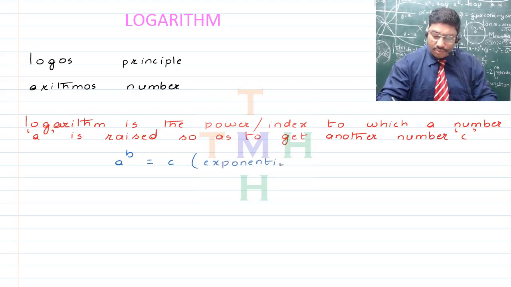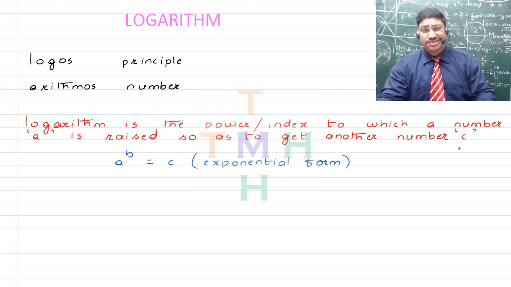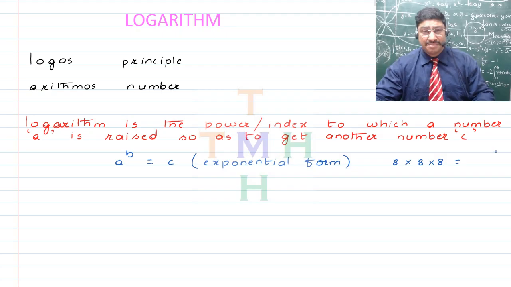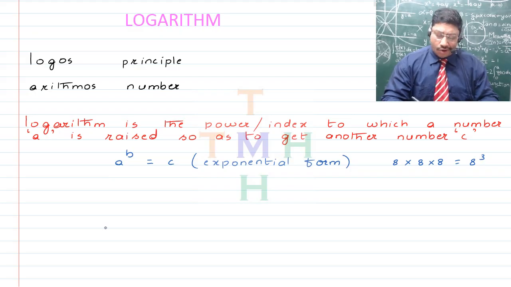Now in the exponential form, what happens is you multiply a number with its own self for a specific number of times to get another number. For that matter, if we multiply 8 with 8 with 8, that means we've multiplied 8 with its own self 3 times. You will write it like 8 raised to the power 3, and obviously when calculated, this will give you a specific result. Now if you were to write this in the logarithmic form, what you will do is you will now write log, keeping the base the same. Now you will write log of c, which will become equal to b.